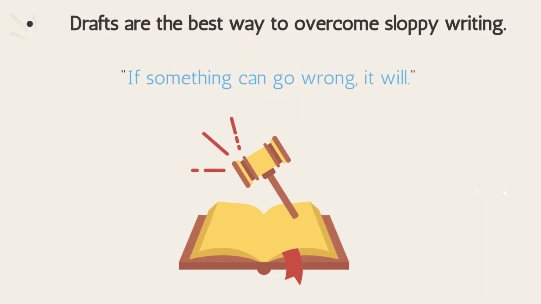In addition, drafts are the best way to overcome sloppy writing. Murphy's law states that if something can go wrong, it will. While a 100% perfect article is a myth, proofreading it multiple times can help you achieve maximum efficiency before you hit that publish or submit button. Refining a draft is the easiest way to go about this.